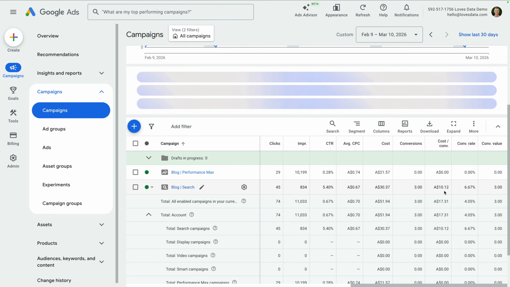And then there is conversion rate. This is the percentage of clicks that result in a conversion. So if your ad received 100 clicks and 10 of those led to a conversion, your conversion rate would be 10%. A higher conversion rate means more of the people clicking your ads are following through and completing the goal.